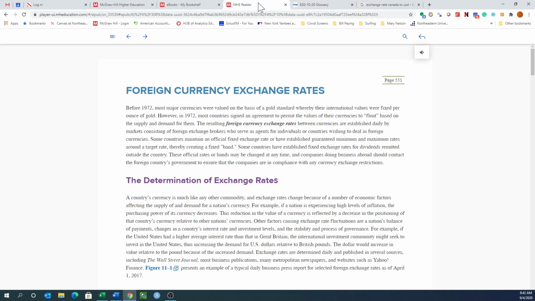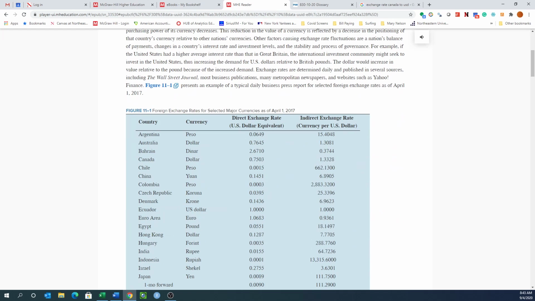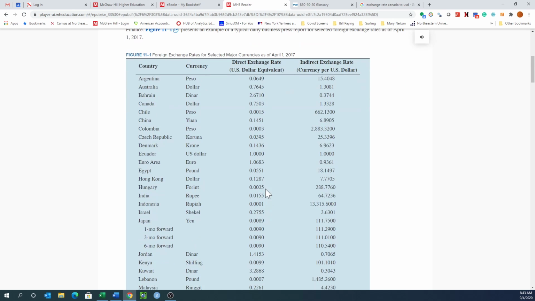The textbook also describes and discusses exchange rates and breaks them down between direct exchange rate versus indirect exchange rate. So the direct exchange rate, this is the US dollar equivalent. So if I have 1 Argentina peso, that means that's worth 0.0649 dollars, and this is as of April 1st, 2017. If I have 1 euro, what is that worth in US dollars? It's 1.0683. That's how much that is worth in US dollars. This is again as of April 1st, 2017.